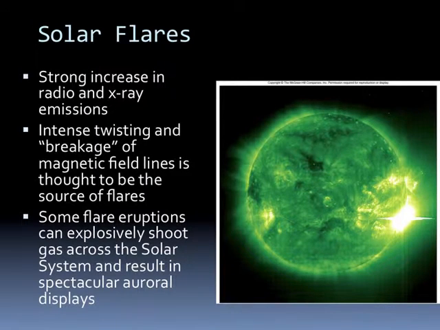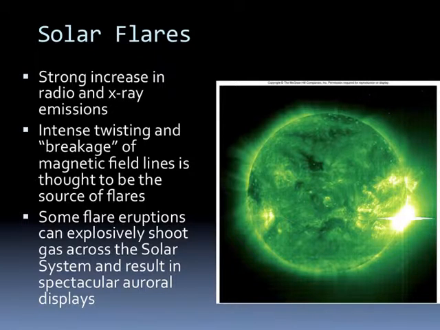There's a strong increase in radio and X-ray emissions during a flare. An intense twisting and breakage of magnetic field lines is thought to be the source of flares. In other words, as magnetic field lines come out and back in, sometimes they can get kinked, and as they kink and cross off, the explosion is this flare.